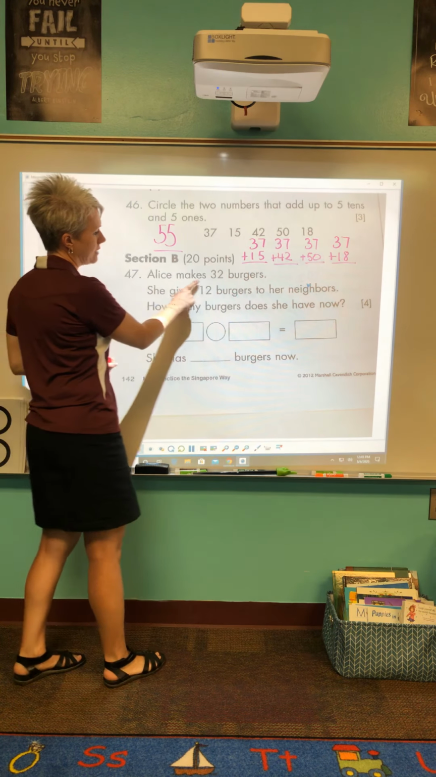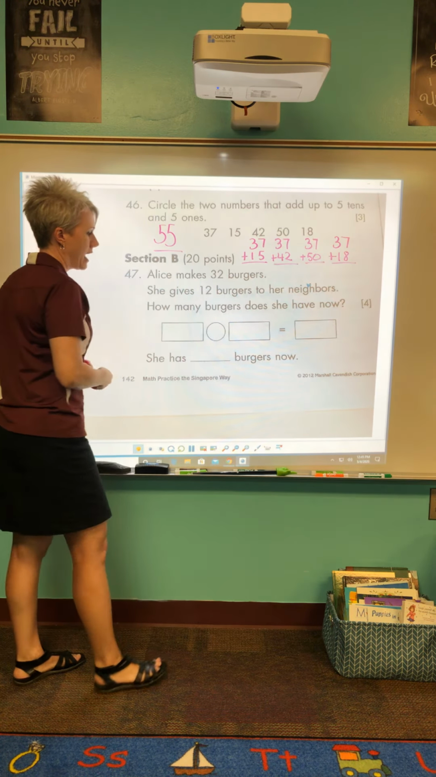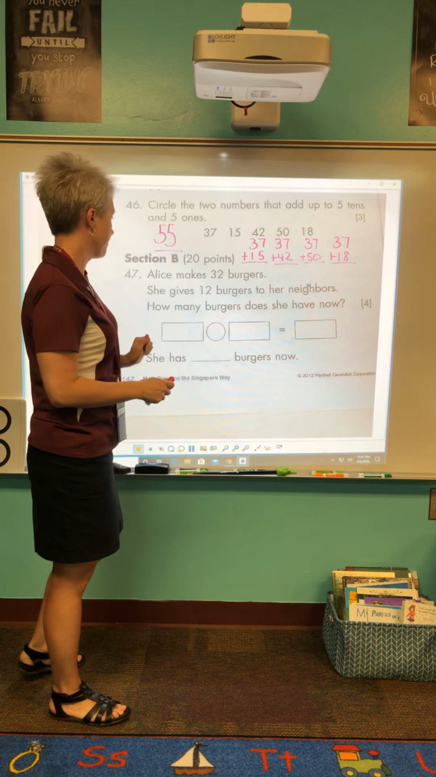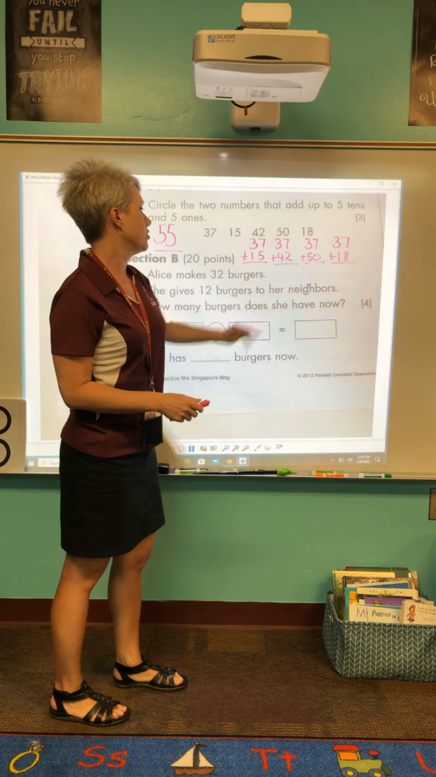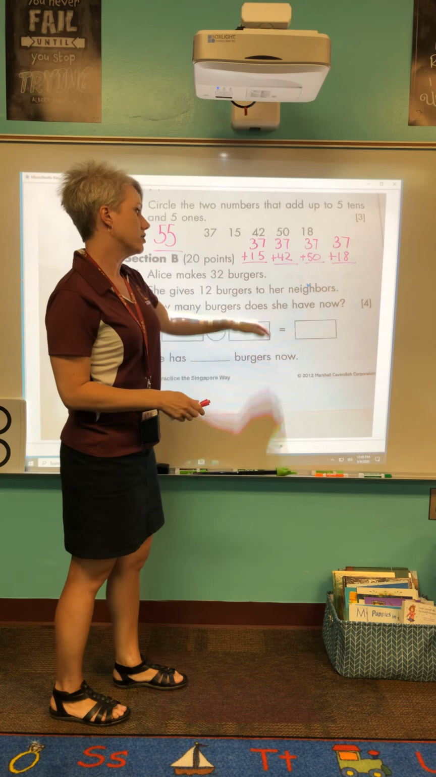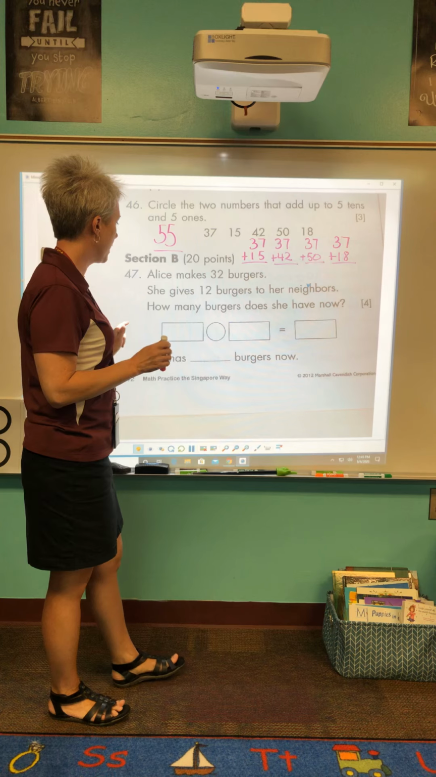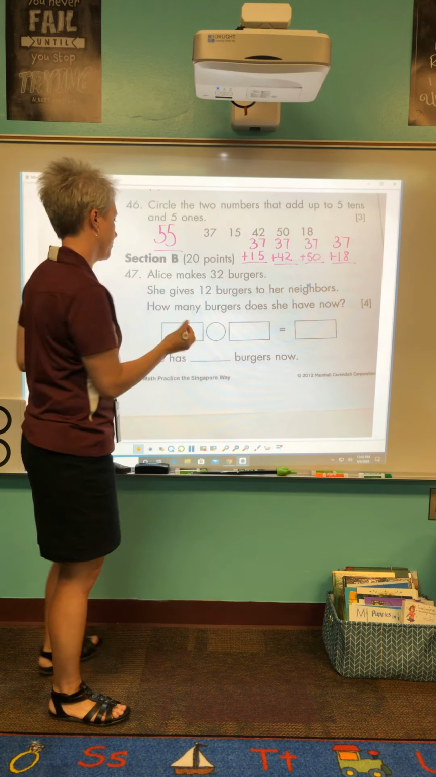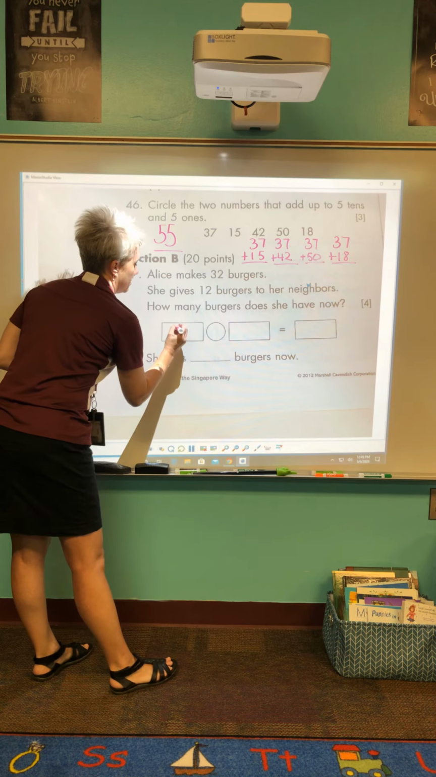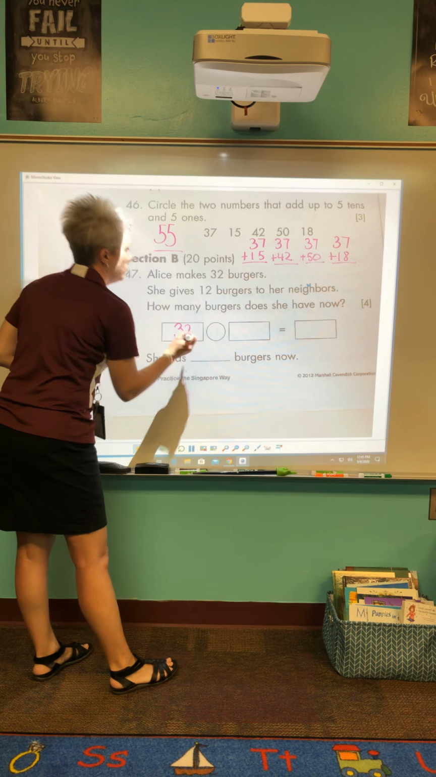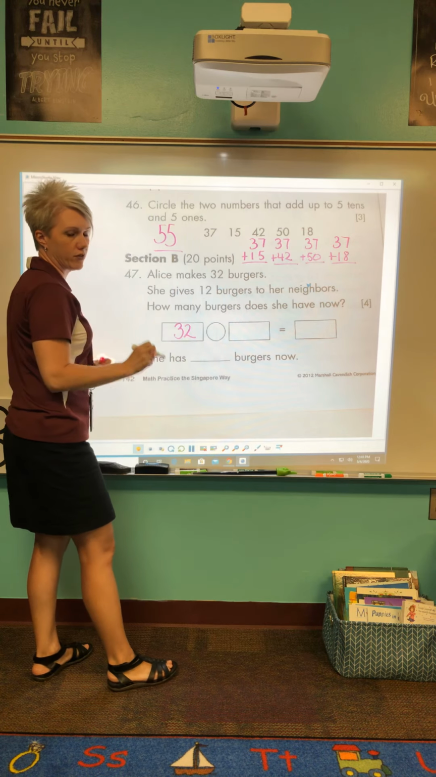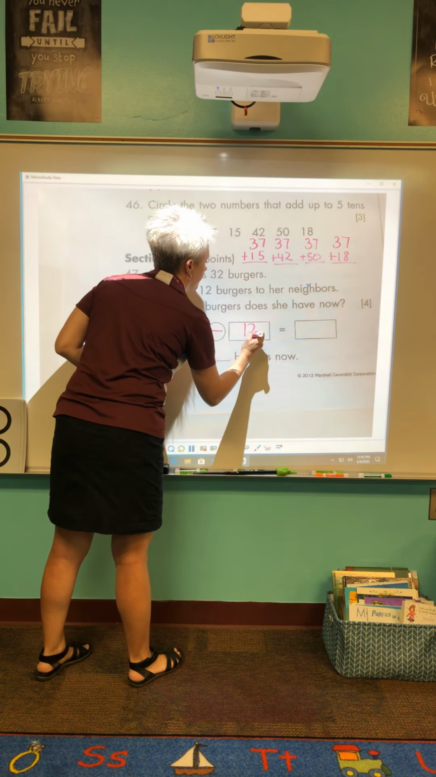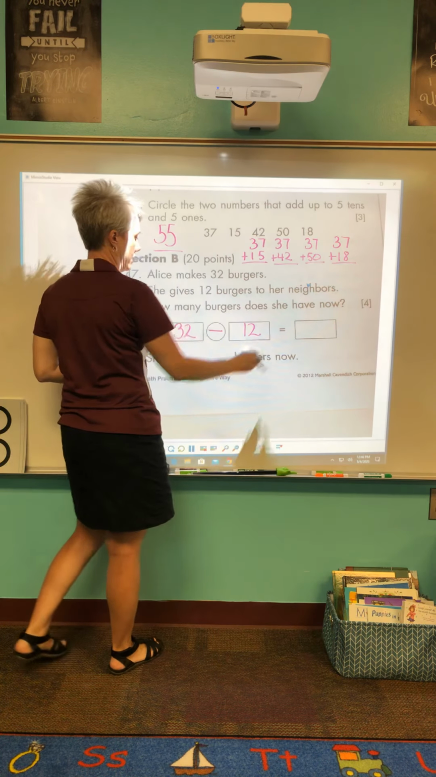47. Alice makes 32 burgers. How many burgers does Alice make? 32, okay? She gives 12 burgers to her neighbors. How many burgers does she have now? Okay, she makes 32 in all. That's our whole number. Okay, 32. She gave away 12. If she gives them away, then we're taking them away. She gave away 12. How many does she have left?